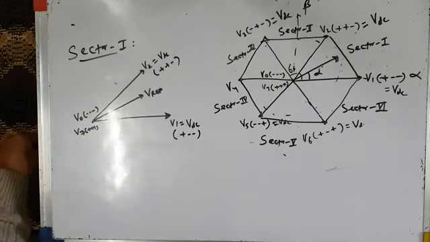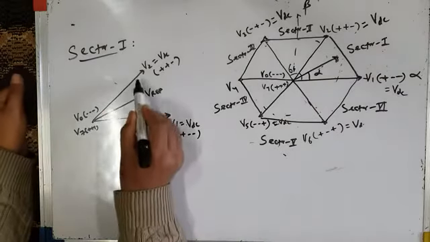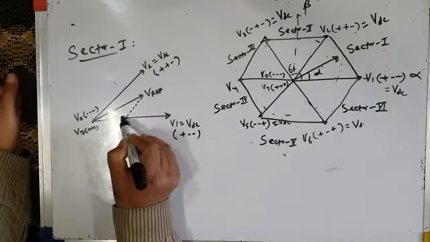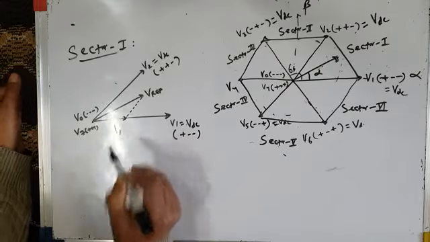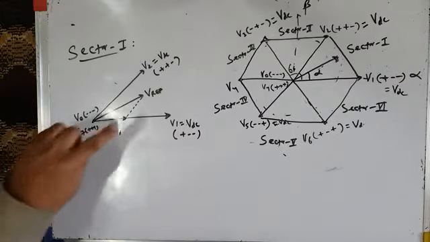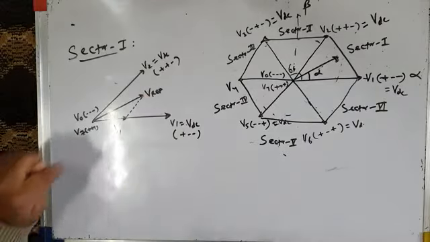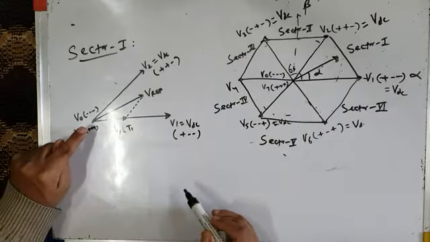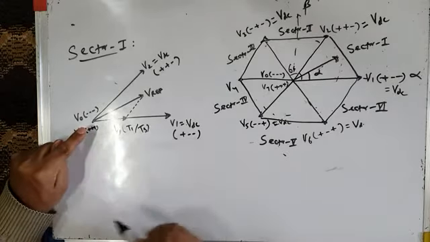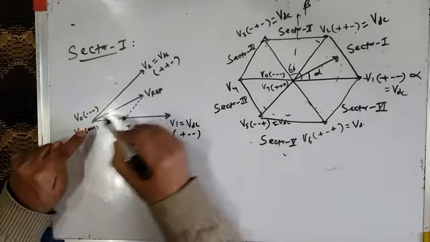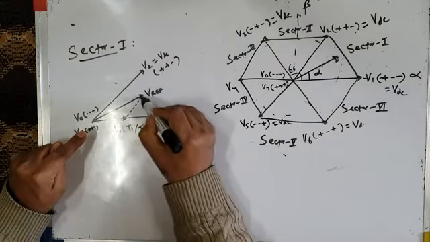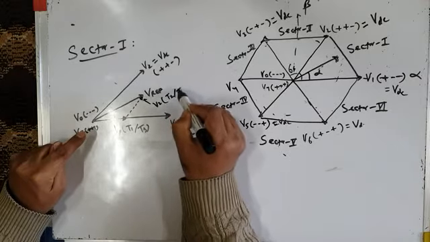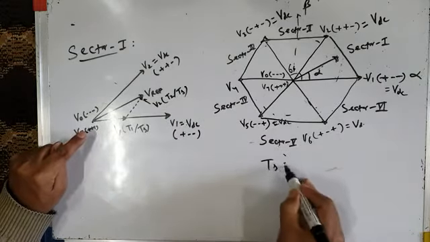Say in sector 1, I can generate it if I draw a line parallel to this V2 vector. So this is the line parallel to V2 vector. So this is vector V1. Therefore, I can generate this reference vector if I apply voltage vector V1 for a time of T1 by Ts, and then this is V2, a parallel line AB V2. If I apply voltage vector V2 for a time interval T2 by Ts, where what is this Ts? Ts is called subcycle.